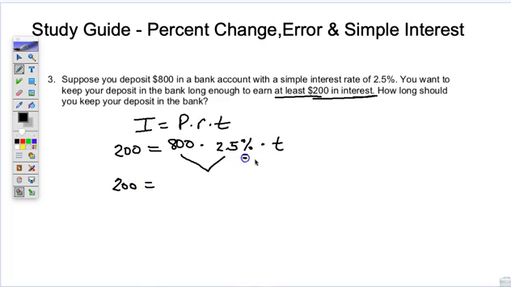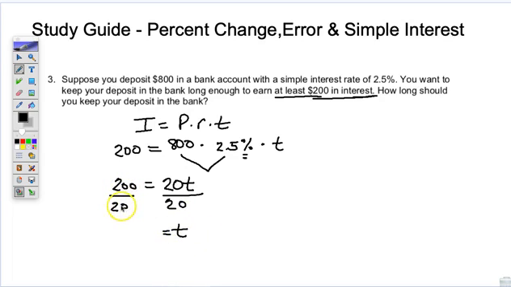Remember, this is a percent key here. So once you've entered that in your calculator, you should get 20. But that T is still right next to the 20. That's what we're looking for. So to undo the multiplication of 20 times T, we are going to divide by 20 on both sides.